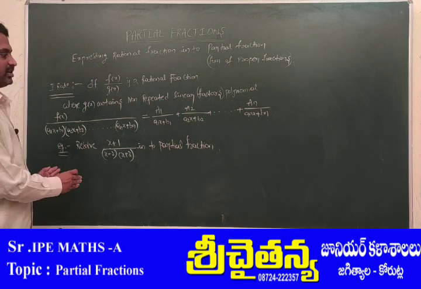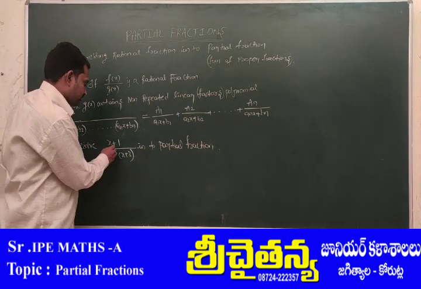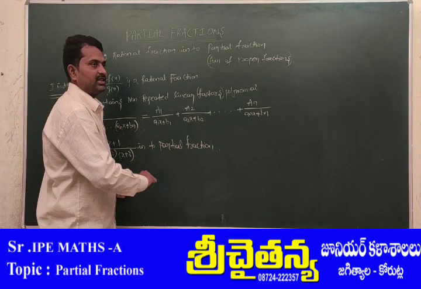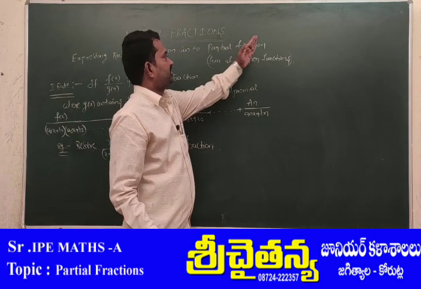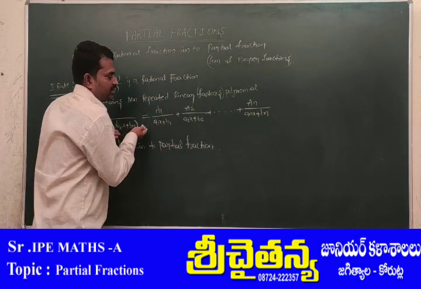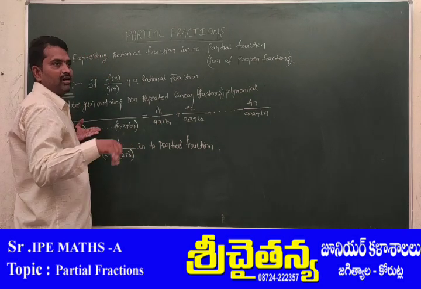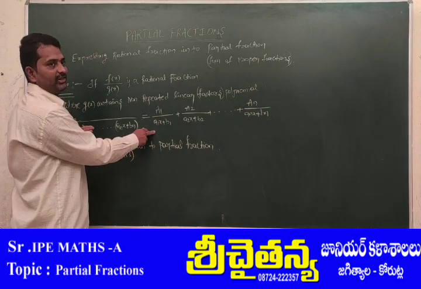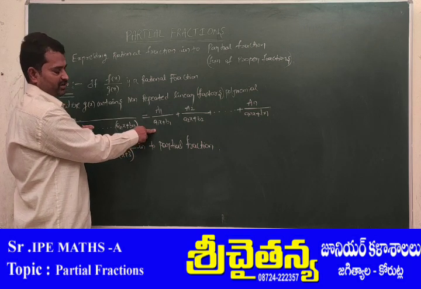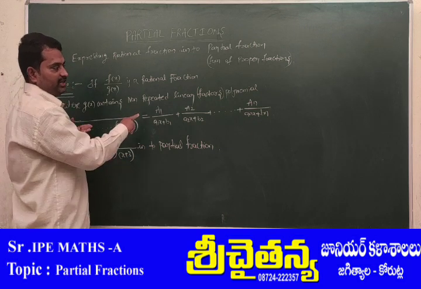That means, what is the question asking? This proper rational fraction, how can we express it into partial fractions? Partial fractions means sum of proper fractions. Just see here, a1 is constant, and the degree of a constant polynomial is 0. Here this is a linear polynomial, and the degree of a linear polynomial is 1. 0 is less than 1.